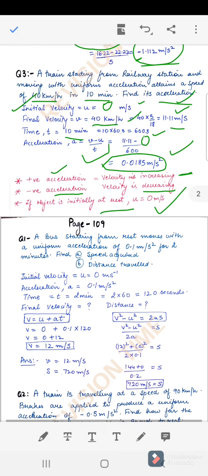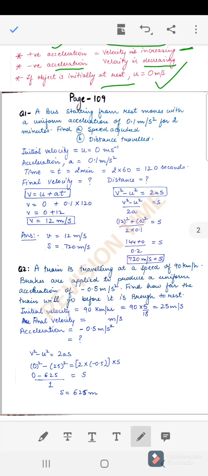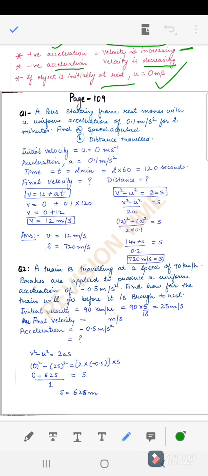So next is page number 109, question number 1. It states that a bus starting from rest moves with a uniform acceleration of 0.1 meter per second square for 2 minutes. We have to find the speed acquired and distance traveled. So again, the bus is starting from rest, so the initial velocity will be 0 meter per second. And we are given the acceleration, that is 0.1 meter per second square.